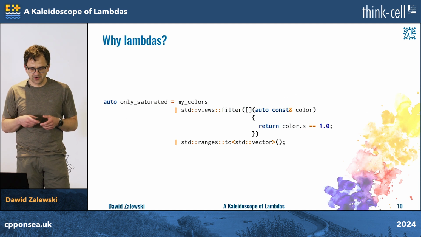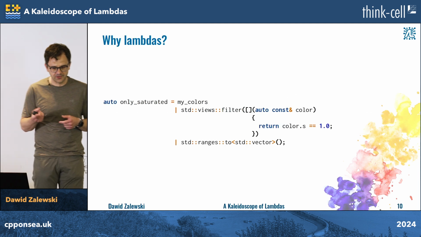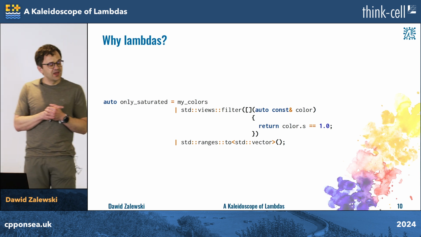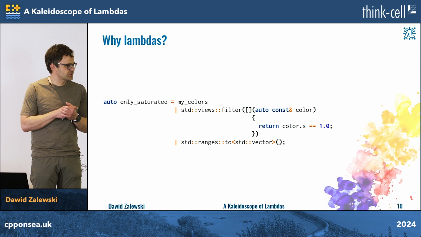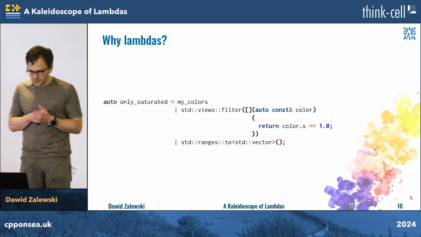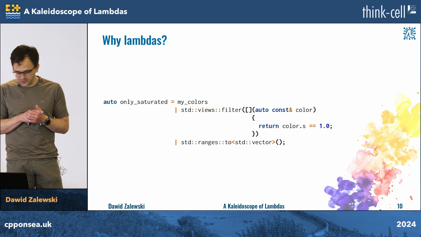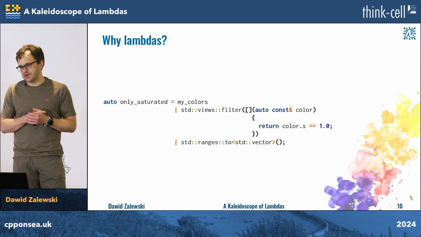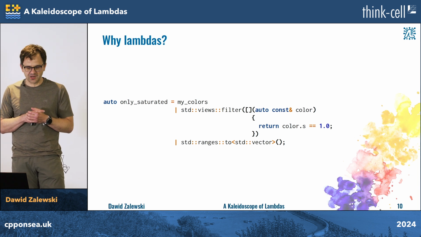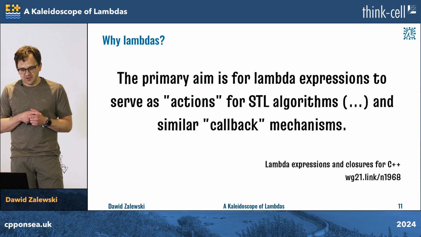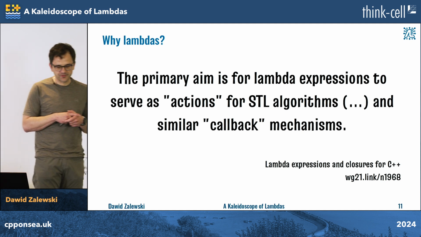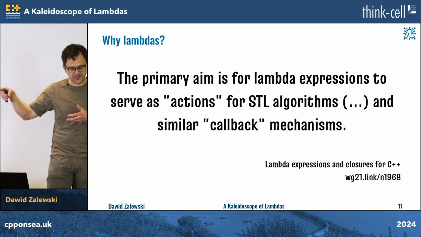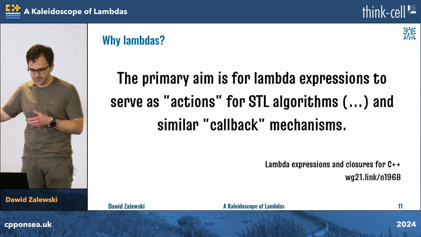Or if you are on a very modern language version, you would use ranges for it, which also work super nicely with lambda expressions. And this is actually where lambdas are in the language. Many years ago, around 2009, the first formal papers flooded the committee with not really proposals for lambdas yet, but with ideas about lambdas. The main motivation behind lambdas was to serve as actions for the STL algorithms, for all these functions that are in the algorithm header.